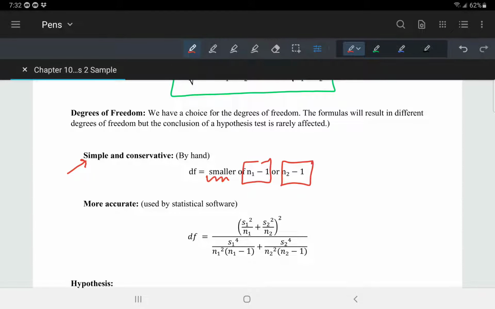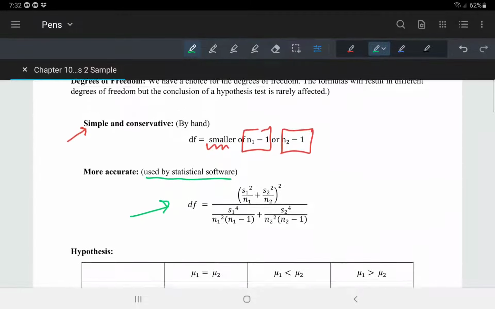Now, the more accurate way to do it is the way that statistical software does, and they're using this formula. But it's much more complicated, so if you're doing it by hand, just take the smaller of n1-1 and n2-1. We'll be using the conservative, easier formulas.